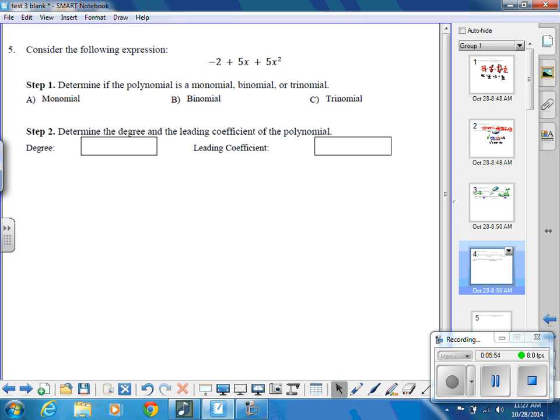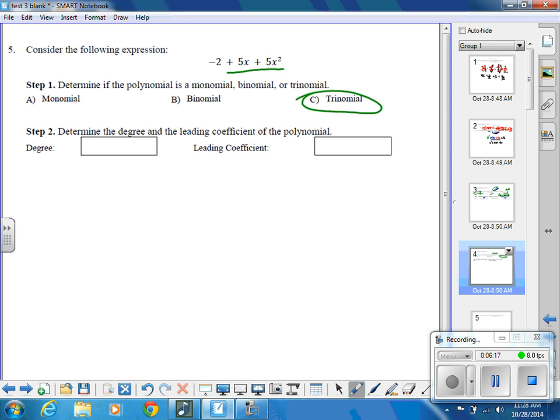Now in this problem, look at this. We need to figure out if this is a monomial, binomial, or trinomial. Well, notice even though they're both 5 here, one's an x, one's an x squared. So I have 3 completely different things. It's a trinomial. Now what if I had 4 or 5 completely different things? In that case, it would be a polynomial, okay? We don't have a quadnomial or anything like that.